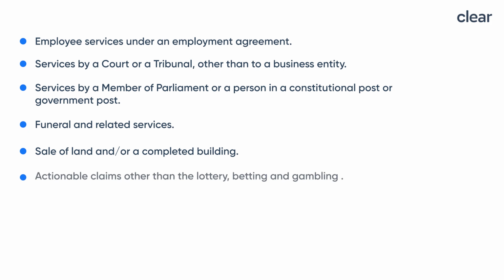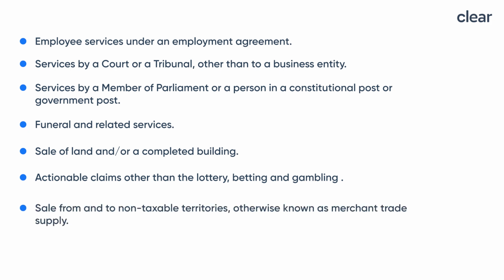Number 6. Actionable claims other than the lottery, betting, and gambling. Number 7. Sales from and to non-taxable territories, otherwise known as merchant trade supply. Number 8. High sea sales. So that's all that comes under the concept of supply under GST law. Do save this video to your watch list so that if you are ever in doubt whether a transaction is a supply under GST and liable to tax or not, you can come back and refer to it.